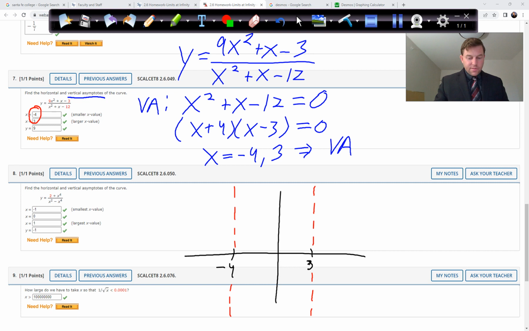Okay, now it wants us to find the horizontal asymptote, and that's where we're going to use what we just learned of letting x go to infinity. So for our horizontal asymptote, we're going to take the limit as x goes to infinity of that function.